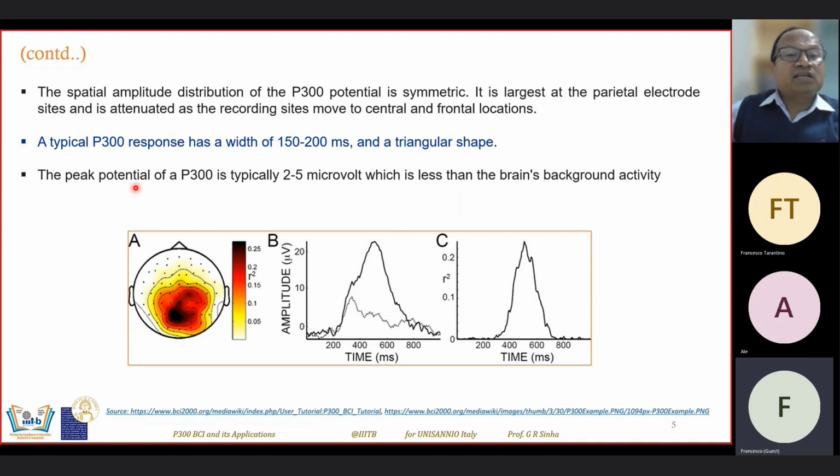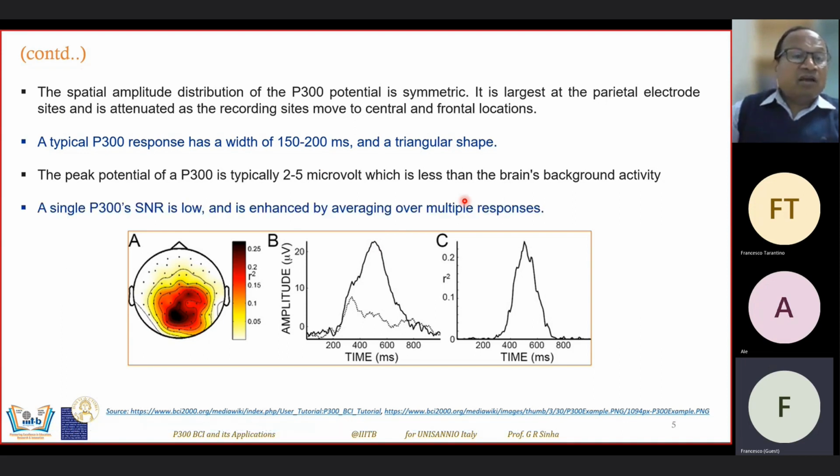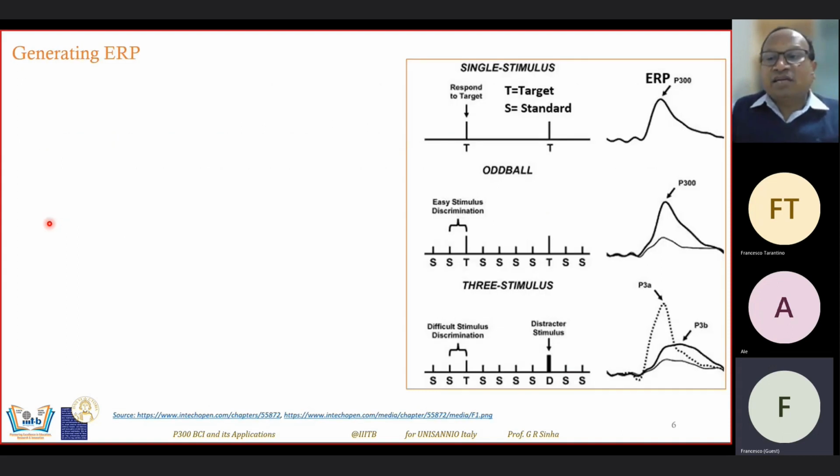A typical P300 response has a width of 150 to 200 milliseconds and a triangular structure. The peak potential is 2 to 5 microvolts, which is less than the brain's background activity. A single P300 has a low signal to noise ratio, and that can be enhanced by averaging over multiple responses. So it is not a single response; you take many responses, and the accumulation of those gives a stronger signal for the P300 to take certain decisions.